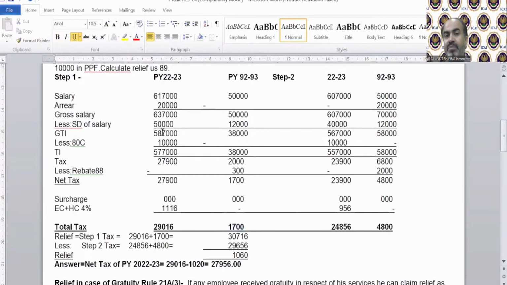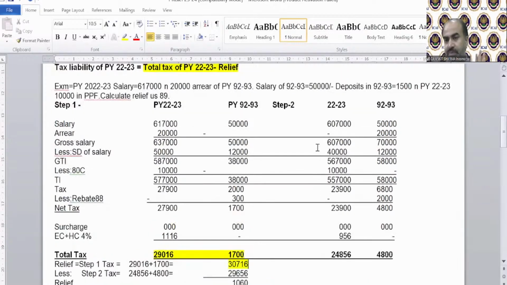So technically, if we include arrears in 22-23 and do not include arrears in 92-93, then our tax will be 29,016 and 1,700. So total tax as per step 1 will be 30,716, the total of 29,016 plus 1,700. Okay. Now I reverse the process.